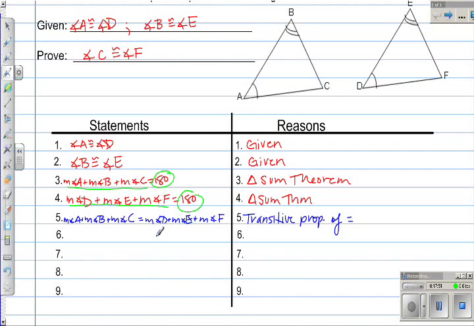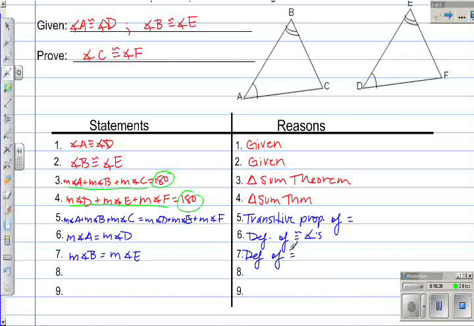Well, from here, we know that A and D are congruent, so they're the same thing, but we can't replace it. We can't say that they're the same thing from congruence to equal, so we need to convert it. So I'm going to go ahead and say measure of angle A equals the measure of angle D by definition of congruent angles. I'm going to do the same thing with B and E. Measure of angle B equals measure of angle E by definition of congruent angles.